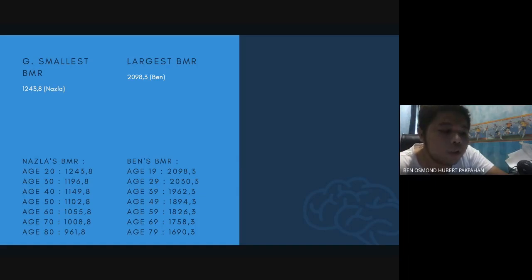Moving on to G, the instruction is to make two BMR graphics for data of the biggest and the smallest BMR value from the census, as a function of age, with age increasing every 10 years up to 80 years old. First, we identify the smallest and largest BMR. The smallest BMR is Nazla with 1,243.8, and the largest one is Ben with 2,098.3.